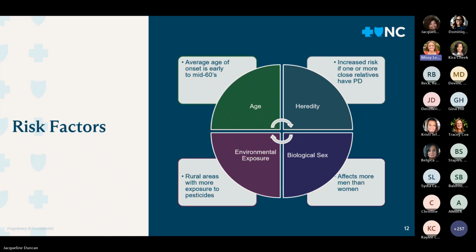Heredity. If you have one or more close relatives with Parkinson's, you have an increased risk of developing it yourself. There are also several gene mutations linked to Parkinson's disease, such as LRRK2, GBA, and SNCA. Environmental exposure is the last factor, which includes those who live in rural areas with exposure to more pesticides and exposure to certain toxins, such as heavy metals and illicit drugs in rare circumstances.